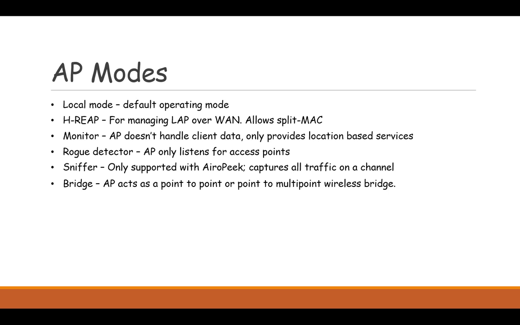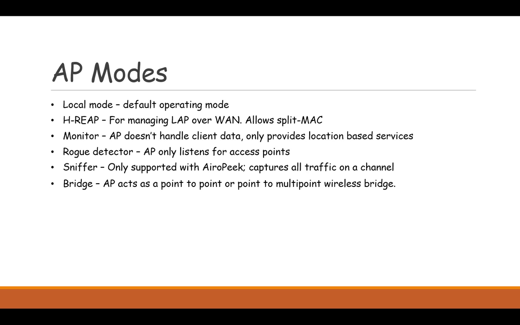So this slide shows the modes that an access point can be operated in. Local mode is the default and normal operating mode you'd expect to see an access point in, of handling user data traffic and broadcasting SSIDs. However, HREAP, or Hybrid Remote Edge Access Point, is a mode used for managing lightweight access points over a WAN. This allows for local MAC or split MAC operation.